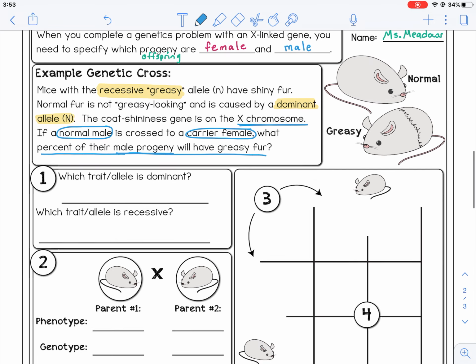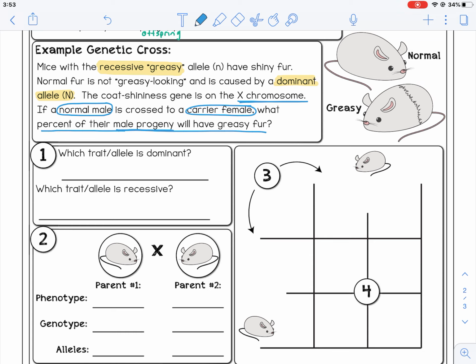Well, in order to answer this question, let's do one step at a time. So which trait, which allele is dominant? The normal fur. Which is represented with an X and then an exponent of a capital N. Because remember, this is located on the X chromosome only.